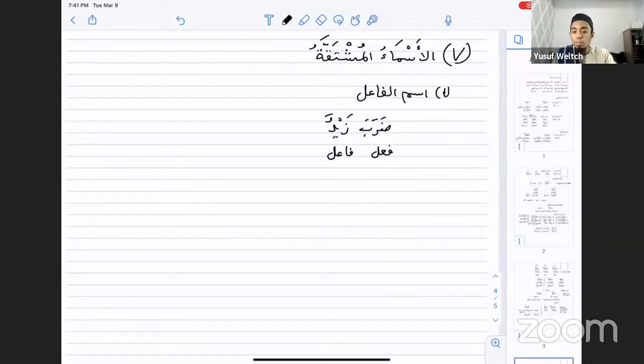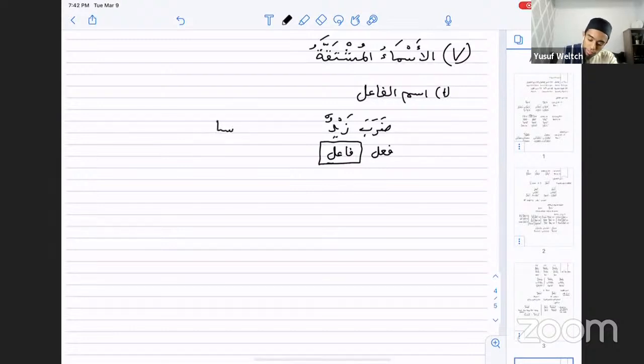But there is a difference between fa'il and ismul fa'il. Here zayd is the doer, but ismul fa'il is a type of noun that denotes a doer of the action. So zayd is only a doer if it's in a sentence like this. In this place, it's a doer of daraba. But if I said sami'un, sami'un is ismul fa'il.